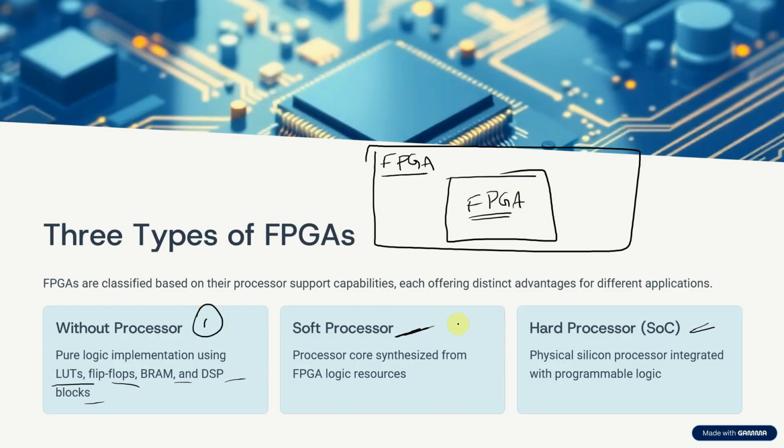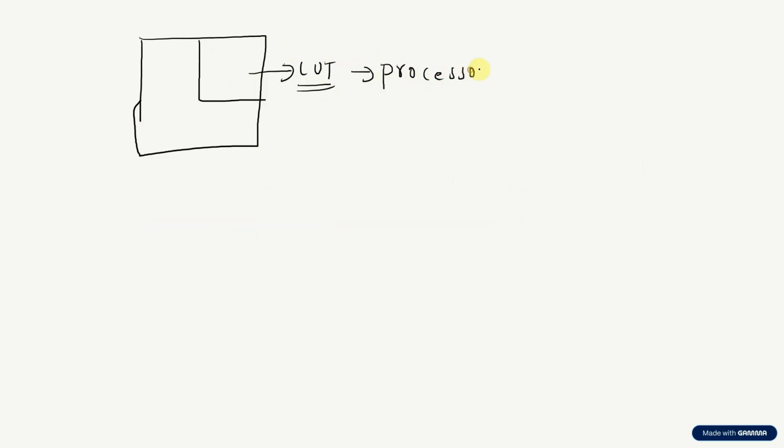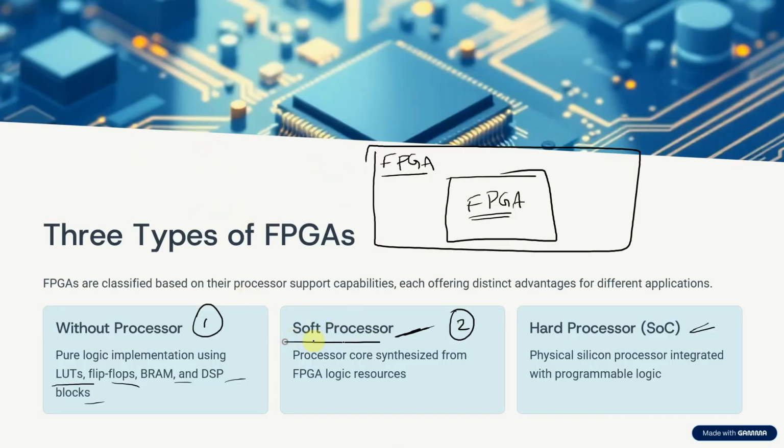This is one category. The second category is soft processor. Let me give you an example. Let's say I have an FPGA like this. Some of the LUTs in this FPGA are utilized for acting as a processor. We are not going to have an exact hardcore processor inside it, but some portion of this FPGA is utilized for acting as a processor. Some of the LUTs are basically acting as a processor. This type of FPGA is known as a soft processor.